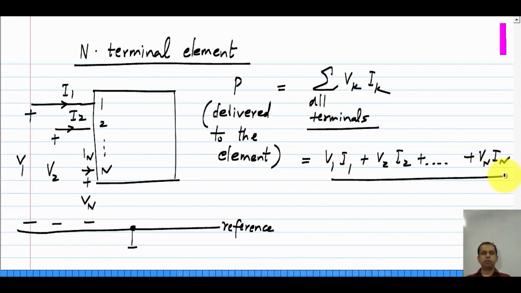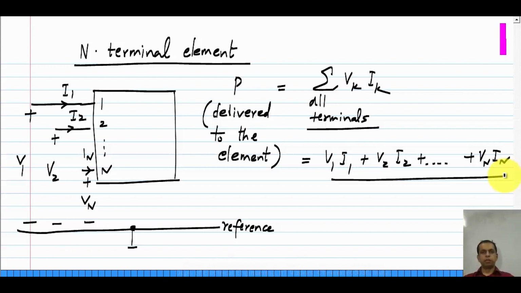So, I have not proved that this is the power, but take this as the definition for an n terminal element. And you can sort of convince yourselves that this is true by making an analogy between this expression and the expression we had for the two terminal element.